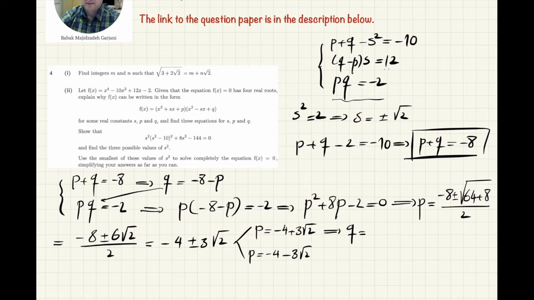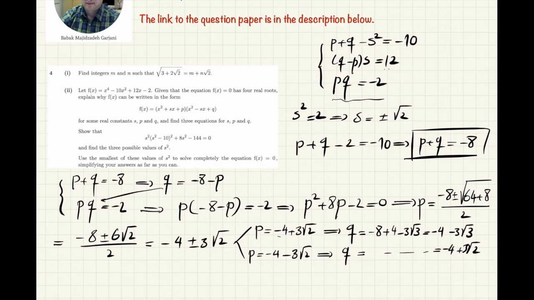is equal to -8 minus this number, so it becomes -8 plus 4 minus 3 square root of 2, which becomes -4 minus 3 square root of 2, which is the other value for p. So it becomes clear that q in this case would be equal to the other value, -4 plus 3 square root of 2. Okay, but now this relation is important here.